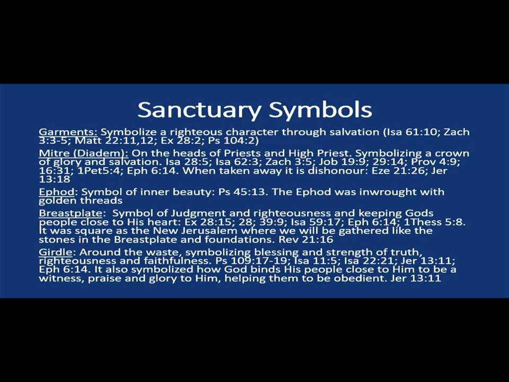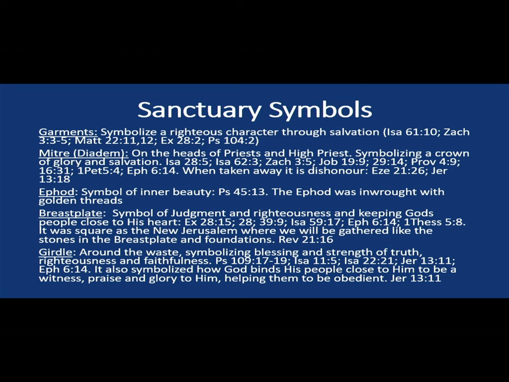The ephod, symbol of inner beauty. That ephod was the color of purple, blue, and scarlet, and gold, and the white linen. So that all symbolized the inner beauty of the person, of Christ, of course, first. The breastplate, the symbol of judgment and righteousness, and keeping God's people close to his heart. That's what the breastplate is all about. It relates also to the New Jerusalem.